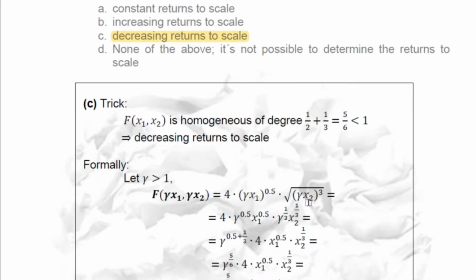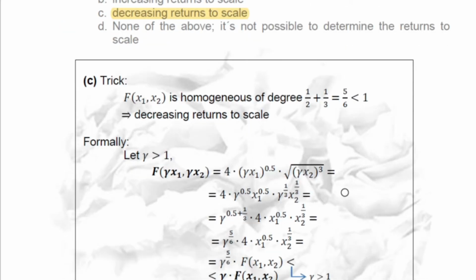Here you have the mathematical confirmation of the decreasing returns to scale. You write gamma x1, gamma x2, you take it out, and you can see that any number greater than 1 elevated to a number below 1 is lower than itself. It's lower than this number gamma.